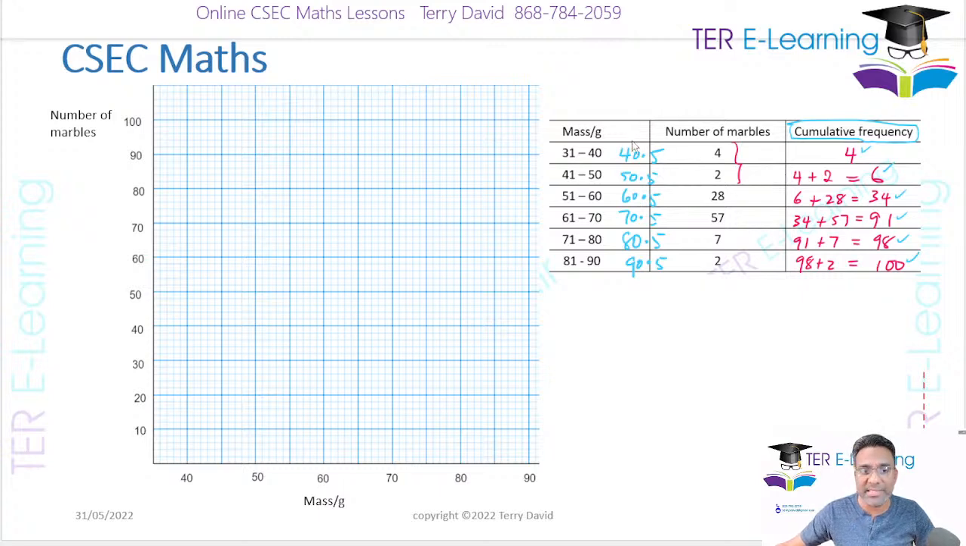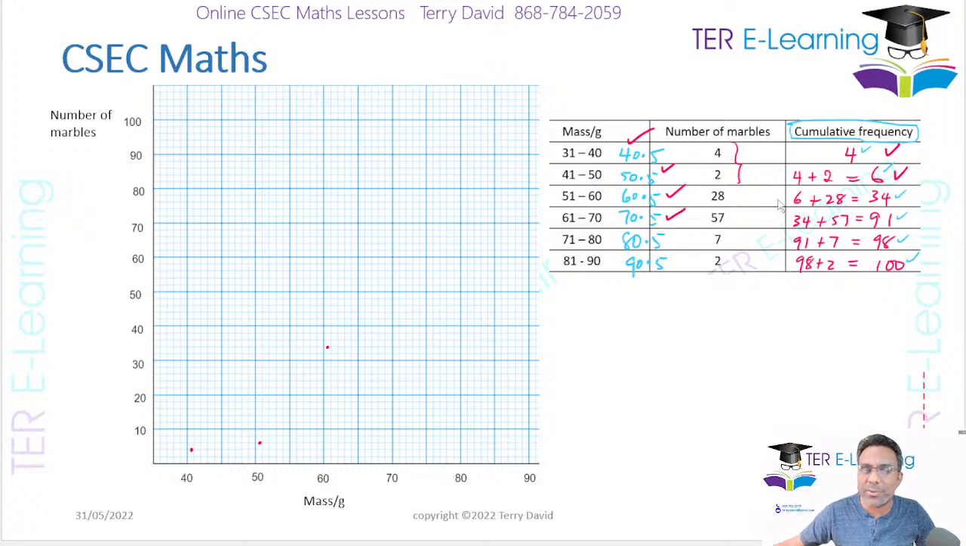So the first data point that I'm going to plot here is 40.5 against 4. So you go to your graph and you need to make sure you know exactly where 40.5 is, right? So 40.5 against 4 is going to be here. That's my first point. The second point is 50.5 against 6, so that's going to be here, 2, 4, this is 6. The next is 60.5 against 34. So 60.5 against 32, 34, that's here.